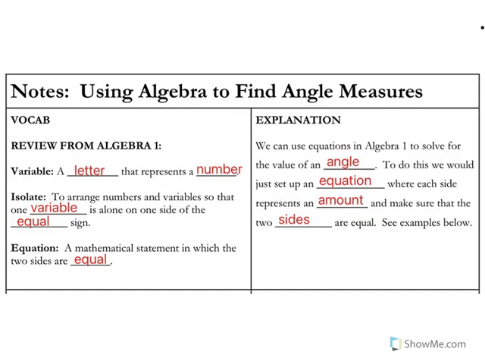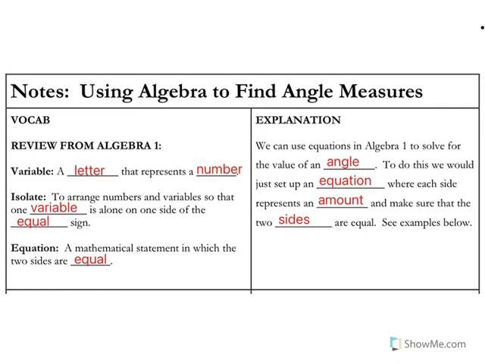So a little bit of review. All of these you've heard before, but it has been a little while since Algebra 1. So let's talk about a variable. That is a letter that represents a number. The word isolate means to arrange numbers and variables so that one variable is alone on one side of the equal sign, and all of the numbers might be on the other side. You're isolating the variable. And finally, an equation is a mathematical statement in which the two sides are equal.